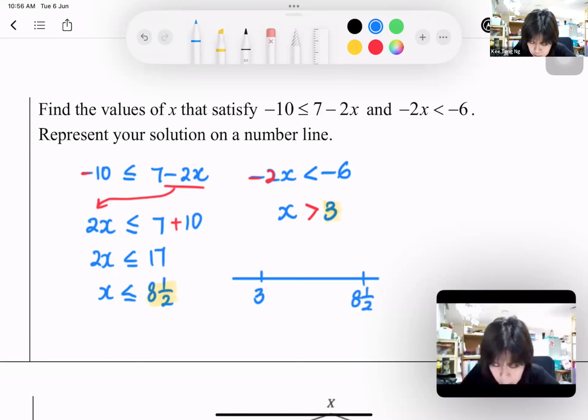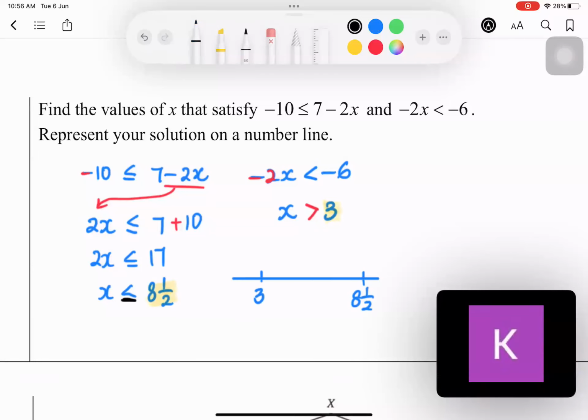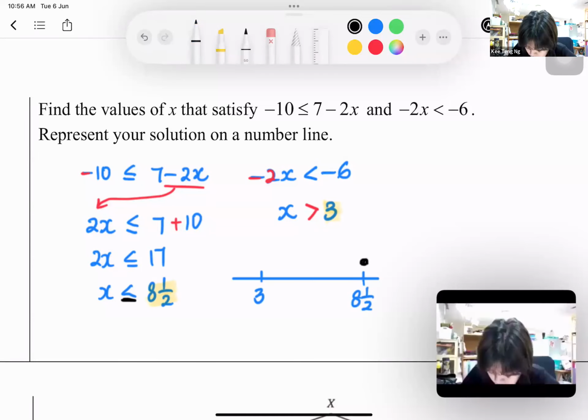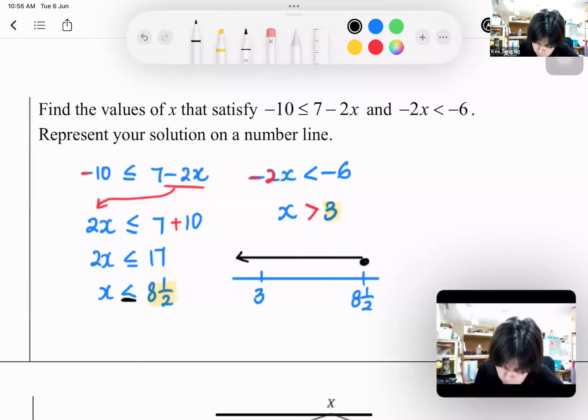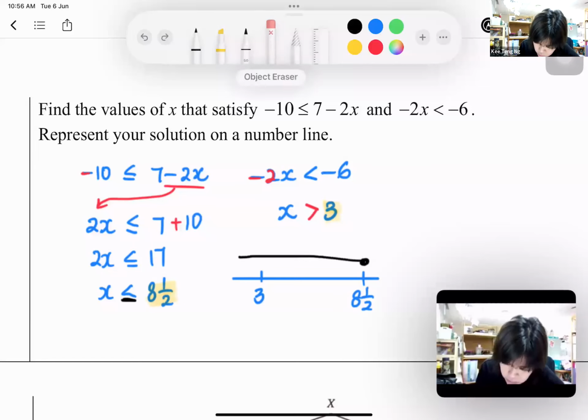But first we say this one is less than or equal to. Anyone can tell me, is this an empty circle or solid circle? Solid. Yes, thank you very much. Solid circle. x smaller than. Oops, my line is not straight.